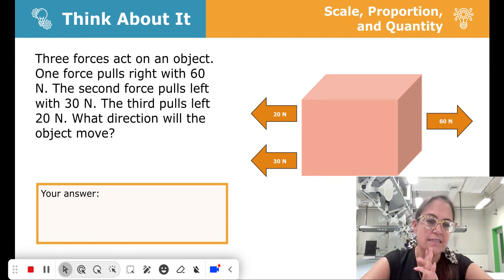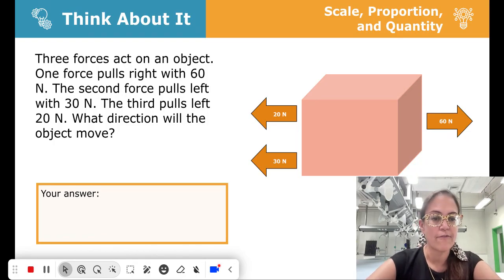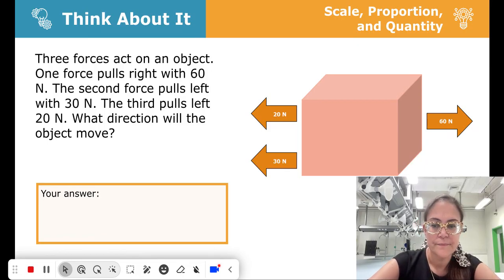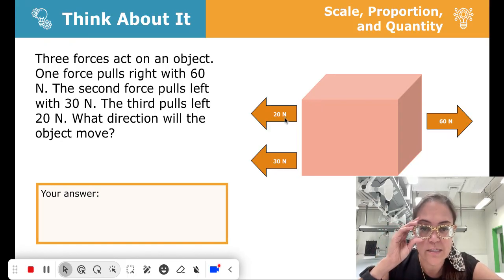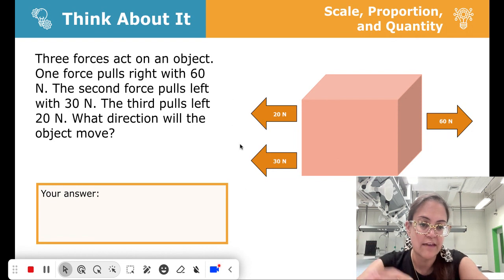So here's where we have an example of more than just two simple forces working together. Here we have three. What do you think we might do to figure out the net force of this whole box? We need to do two different steps. We add the forces that are going in the same direction because they are working together to pull this box to the left. So we have 20 and 30, which is 50 newtons total on this side pulling to the left.